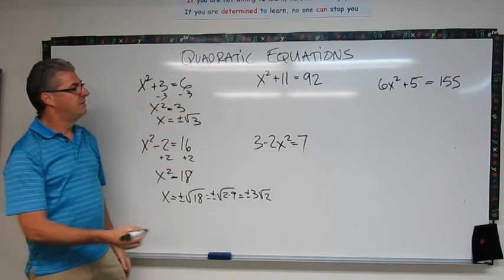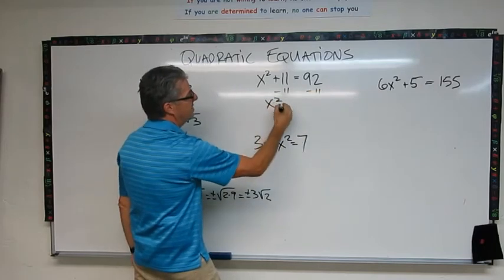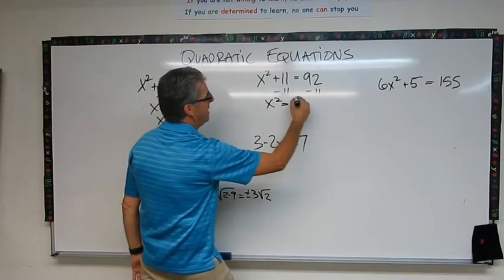Okay, let's try this one. Subtract 11 from each side. x squared equals 81.